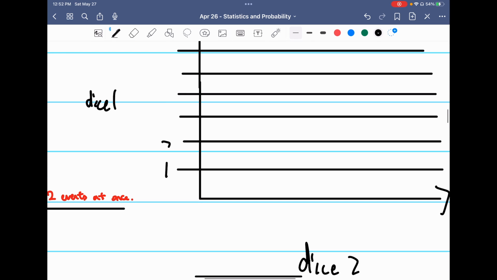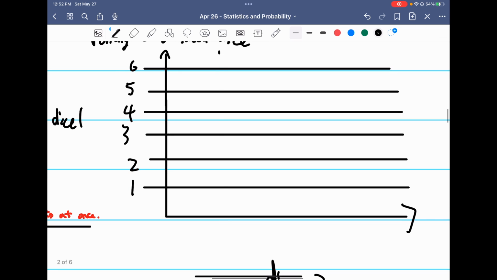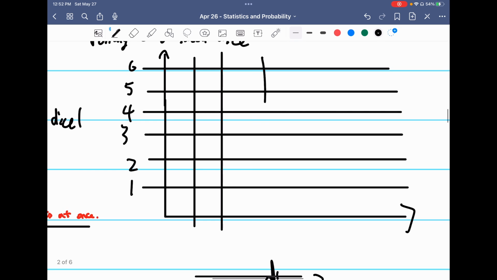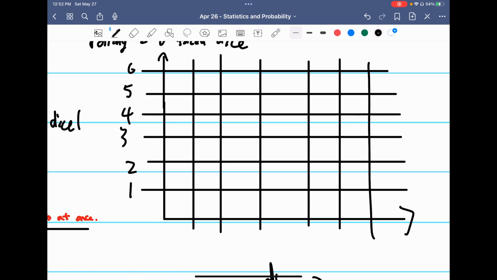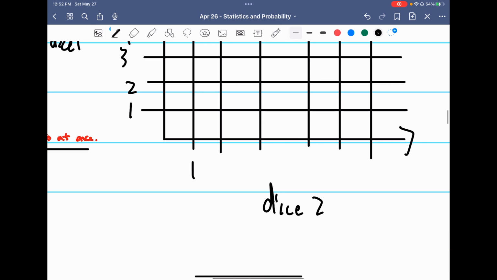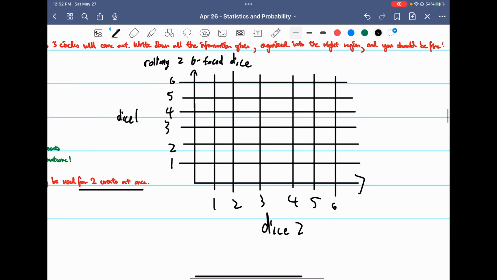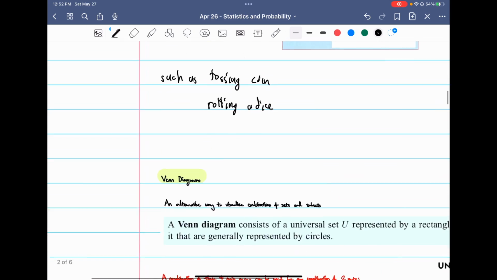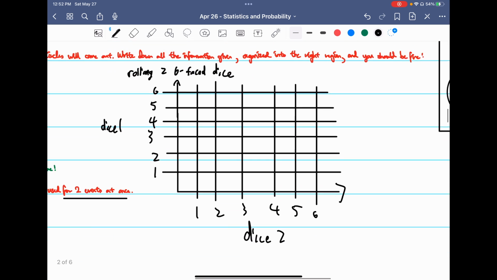Yep. So 1, 2, 3, 4, 5, 6, and then you can draw another 6th layer, since the second dice would only have 6 chances too, since it's a six-faced dice. As you can see, this step takes a lot of time, and I would just recommend rather using the listing method if you guys are going to try to use the grid method.